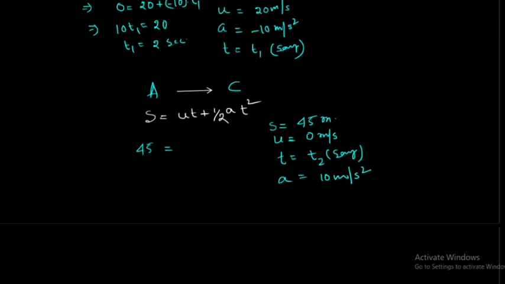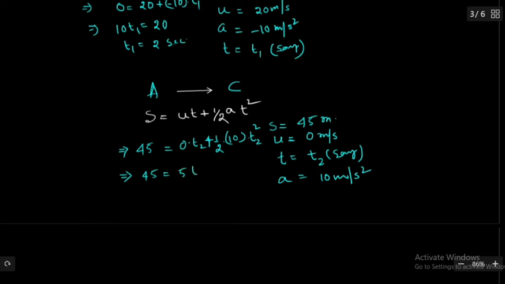And a will be 10 meter per second square. It will be positive because this motion is vertically downward, so it will be along the gravitational acceleration. Okay, now we will substitute it. So u means 0 into t2 plus half into a means 10 into t2 square. So 45 is equals to 5 t2 square, hence t2 square is equals to 9, t2 is equals to 3 seconds.